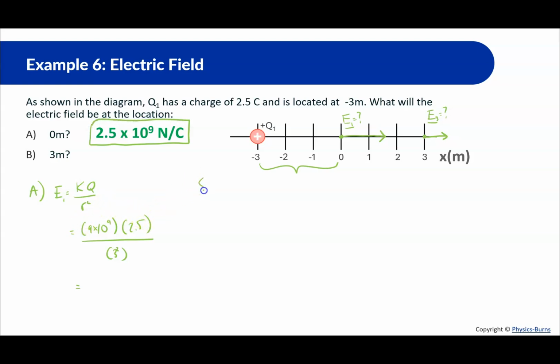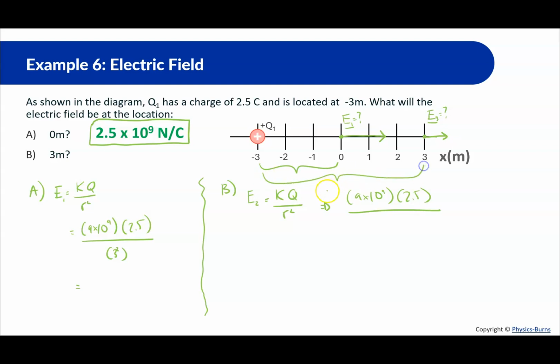Okay. Part B, we don't know what it is, but we do know it should be less than that. So electric field 3 is equal to kQ divided by r squared. So this is going to be 9 times 10 to the 9th times Q, which is 2.5, divided by how far it is, and this is going to be 6 meters away. So this is going to be 6 squared. Okay, so let's figure that out. 9 times 10 to the power of 9 times 2.5 divided by 36. And then we get around 6.25 times 10 to the 8th newtons per coulomb.